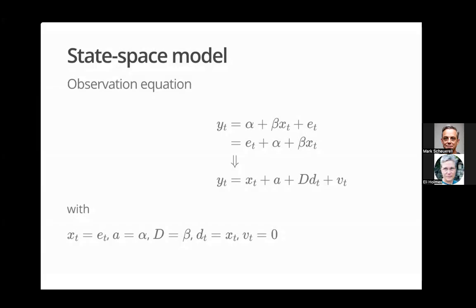Okay, here's that equation we started with. We said y sub t is alpha plus beta times x sub t plus some errors. So here all I'm going to do is rearrange this equation, just put the error in front. No reason why. And then what if we call that error term x sub t? We'll call this alpha a, and we'll call this big D times d sub t.